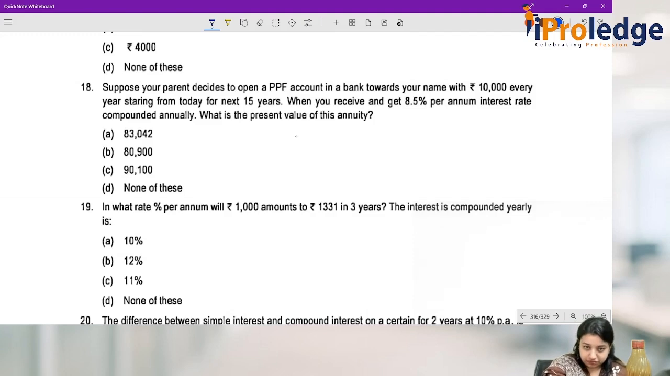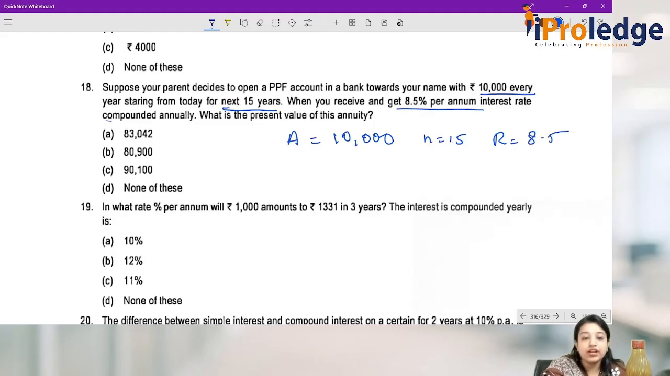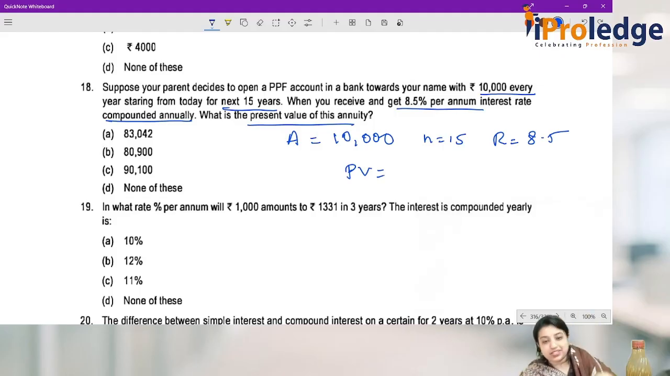So, 10,000 every year, annuities. 10,000 for how many years? 15 years. Rate of interest 8.5 compounded annually. What do you have to find out? You have to find out the present value. Right, that's another question.